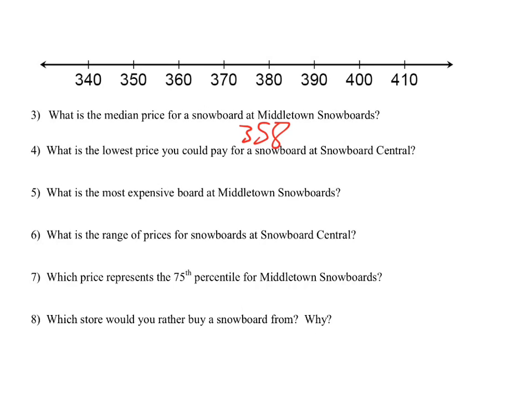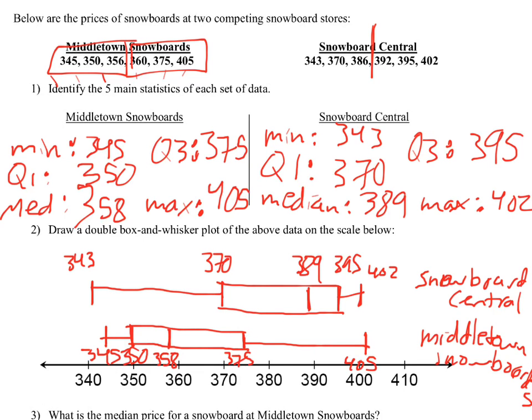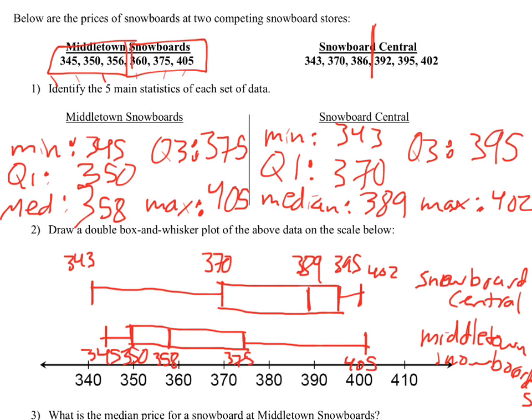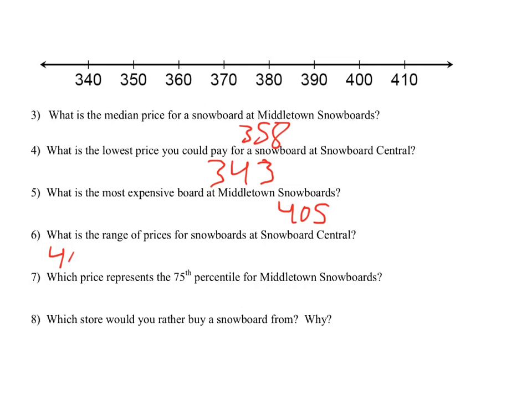What's the lowest price you could pay for a snowboard at Snowboard Central? That's the lowest number, which is 343. Sheesh. 343. Most expensive at Middletown, that's right here, 405. And what's the range of prices for Snowboard Central? Well, you just take the largest number, you subtract the smallest number. The largest one is 402. The smallest one is 343. And when you do that subtraction, I'm going to use a calculator real quick, because I don't know that in my head. I guess I could figure it out. But anyway, you get 59.